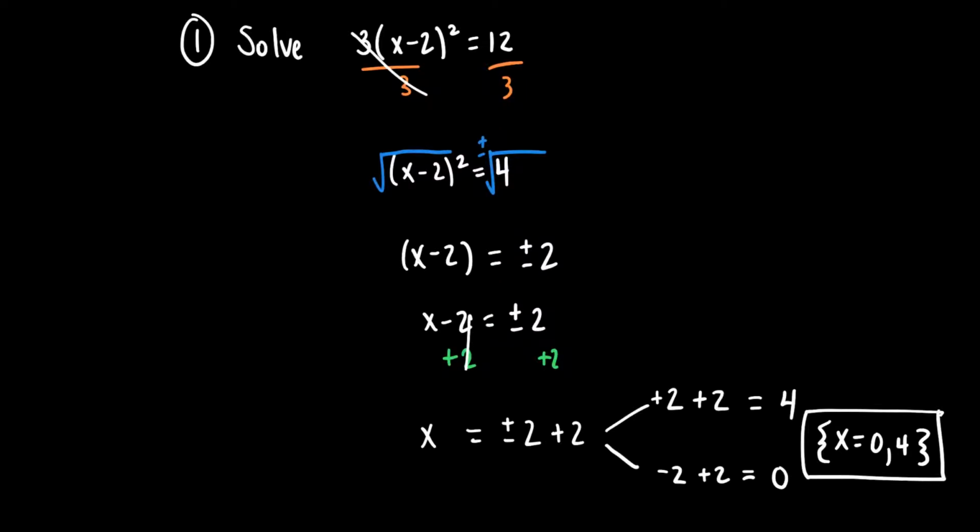And if you want, you can go back to the original function and plug those in and make sure they work. Okay, so if we go back up, if you plugged in 0 here, you would do 3 times 0 minus 2 squared. 0 minus 2 is negative 2, squared is 4. 3 times 4 is 12. So that works. If you go back and you plug in 4, you would get 3 times 4 minus 2 squared. 4 minus 2 is 2. If you square that, you get 4. 3 times 4 is 12. So that works.